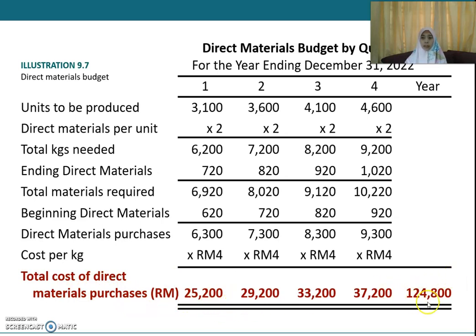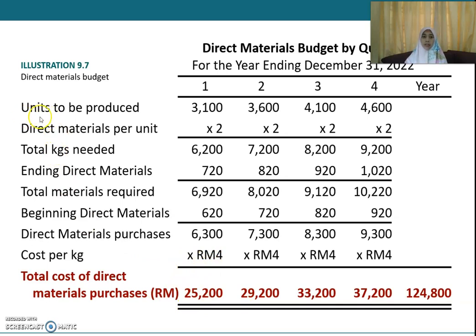To get the figure for the year, you just add all this up, and then you will arrive at the cost of direct materials purchased for the year. So that's how you prepare your direct materials budget. You determine it based on the quantity and then multiply by the cost per kg.